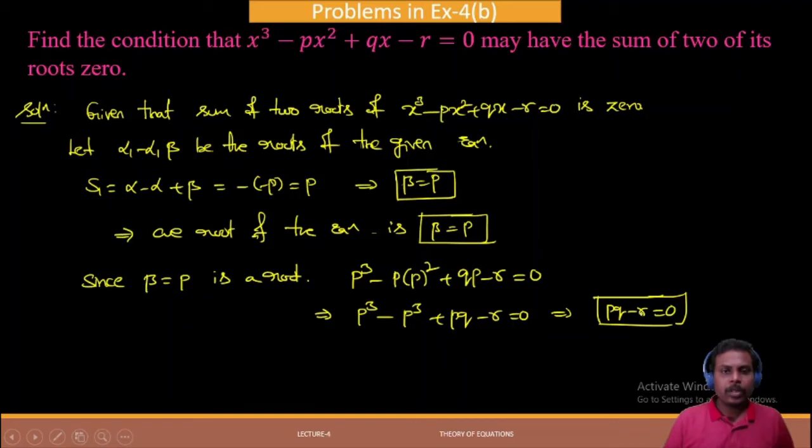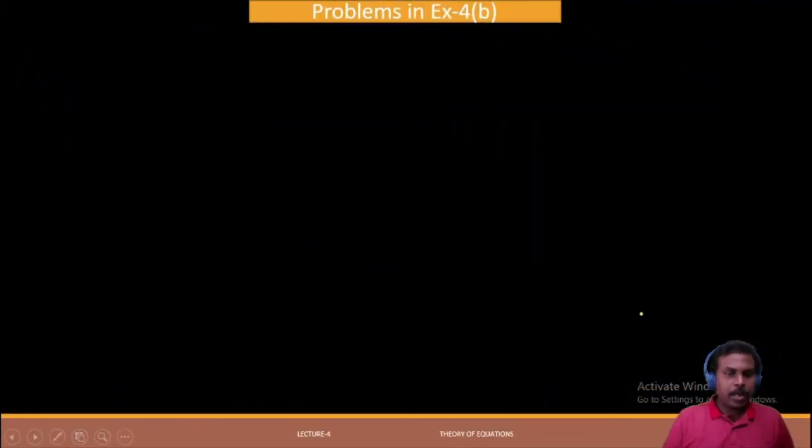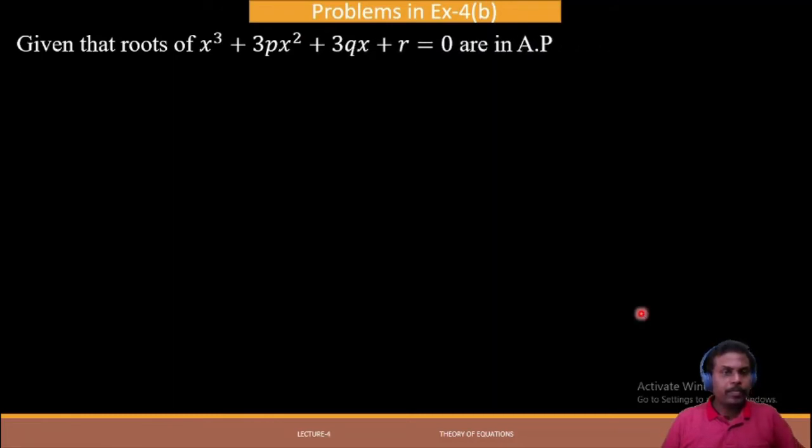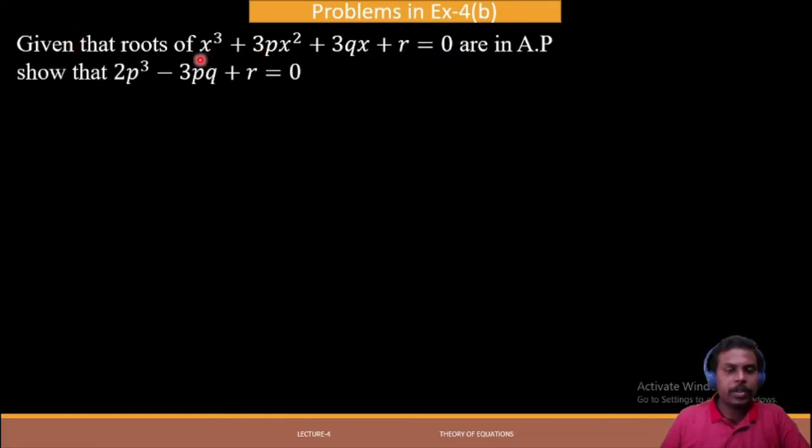Okay. Let us solve the next question. Here is our next question. Given that roots of the cubic equation x cube plus 3p x square plus 3qx plus r is equal to 0 are in arithmetic progression, then show that 2p cube minus 3pq plus r is equal to 0. Okay, so what we have to do is, given that the roots of the equation are in arithmetic progression, then we have to show that this p, q, r satisfies this relation. Okay, let us solve this particular problem.